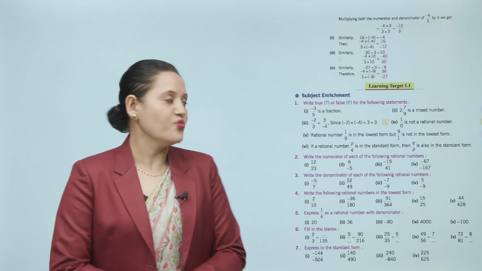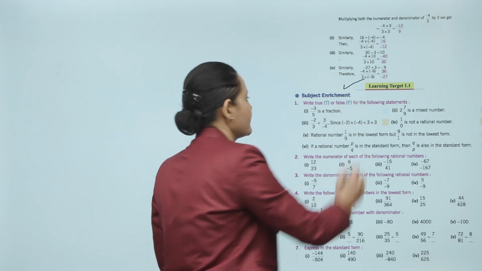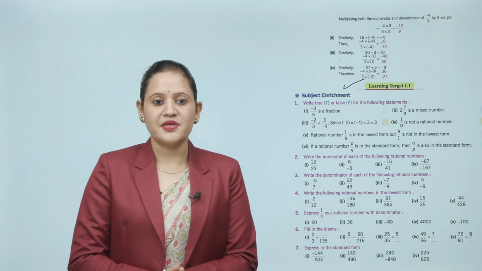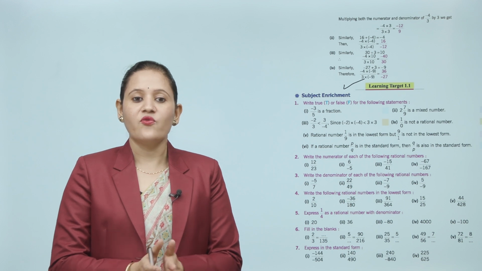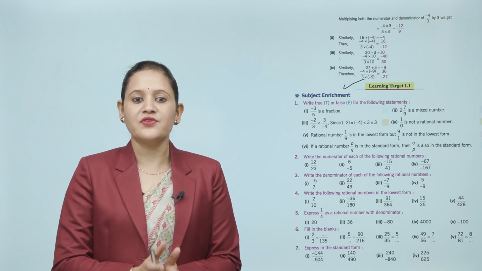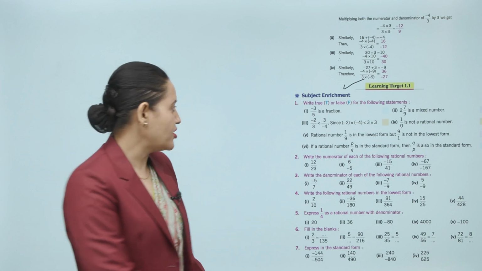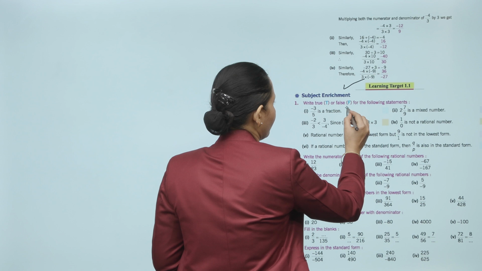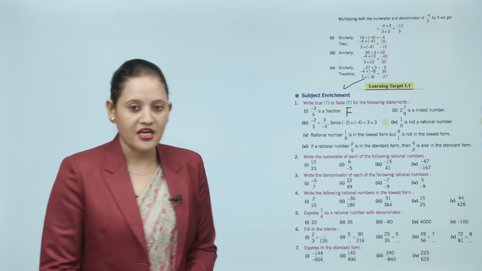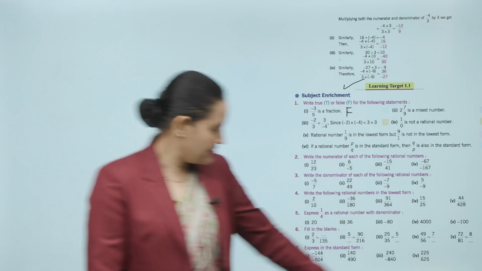learning target 1.1. Subject enrichment. Write T for true and F for false for the following statements. First is minus 3 upon 5 is a fraction. No, it is not a fraction because it has a negative numerator. So it's false. We'll write F for that. And you have to do all the questions.